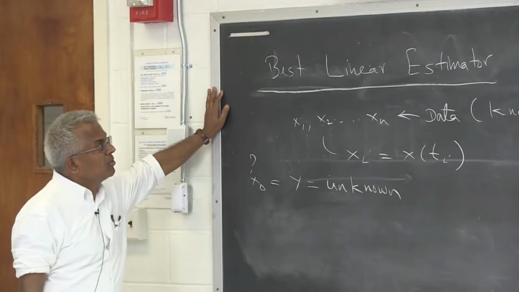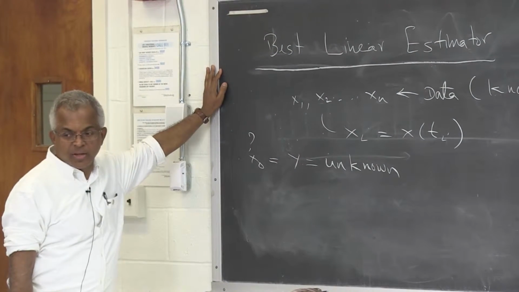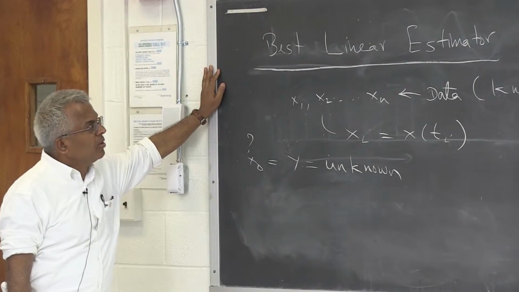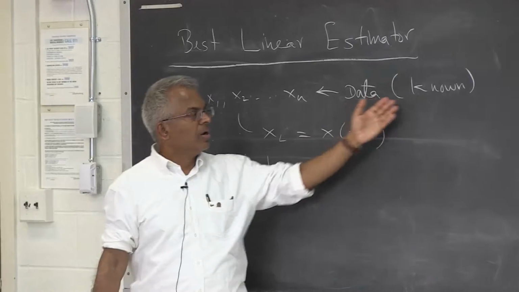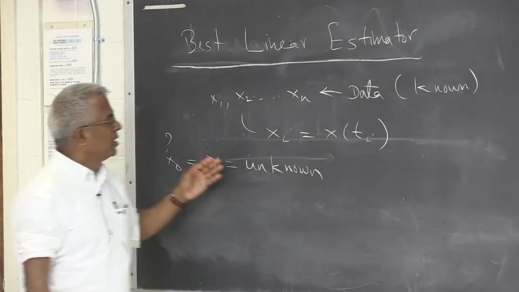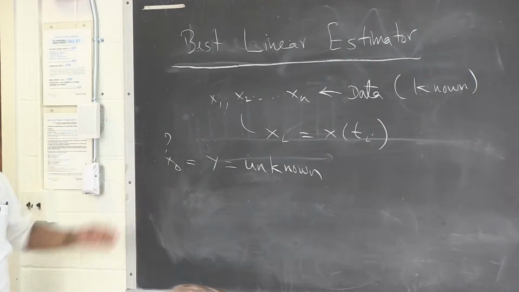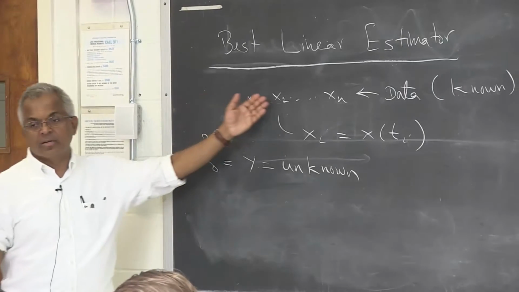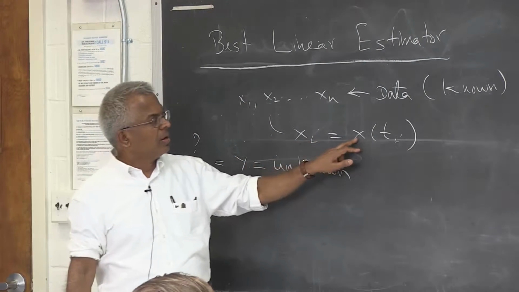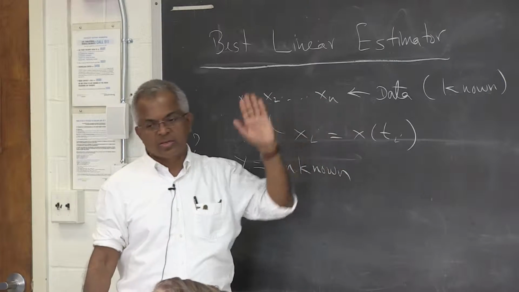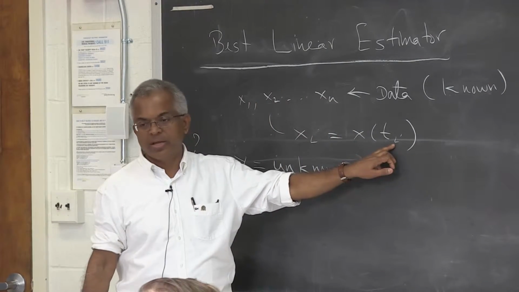So let's look at the best linear estimator. You are given a data set. Data is x1 through xn. Data is of course known, and y is our unknown. Y could be part of this time series. Why I call it time series, because xi could be from a stochastic process sampled at some times ti.